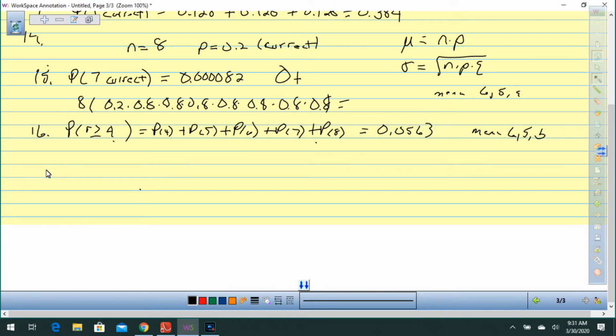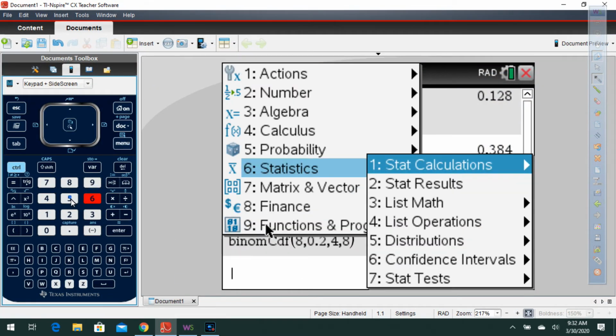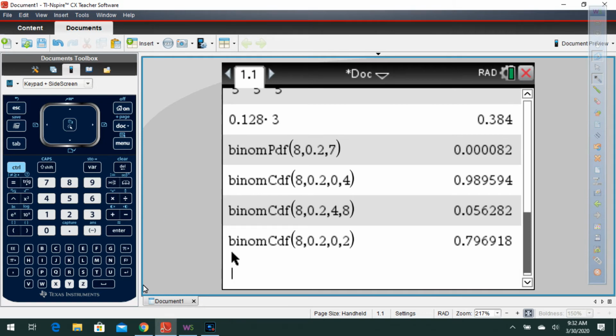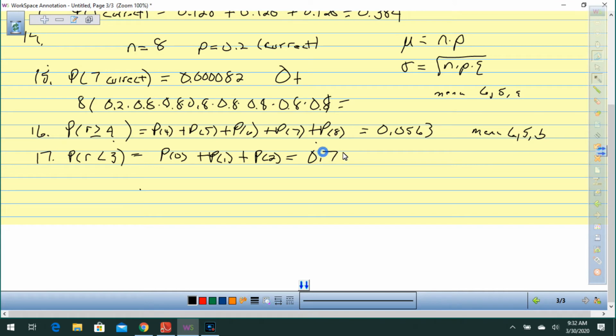Okay, here we go. Number 17. Find the probability the number X of correct answers is fewer than 3. So that's going to be the probability that R is less than 3, which is the probability of 0 plus the probability of 1 plus the probability of 2, but does not include 3. So let's go to our calculator. Menu 6, 5, B. Number of trials is 8, 0.2, 0, 2. And we got 0.7969, so almost 0.797.